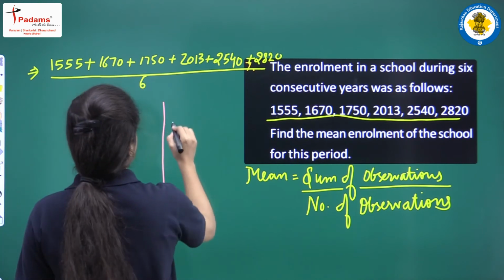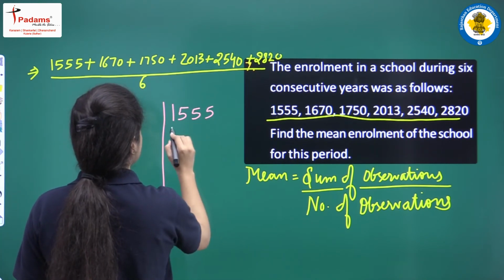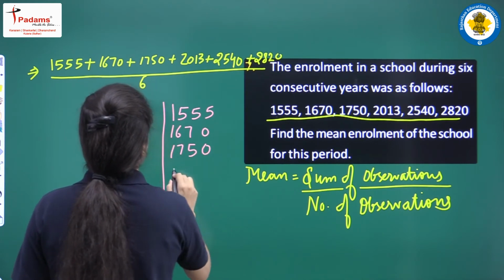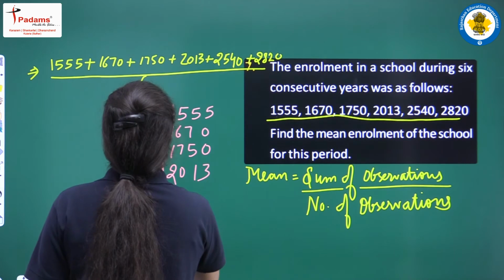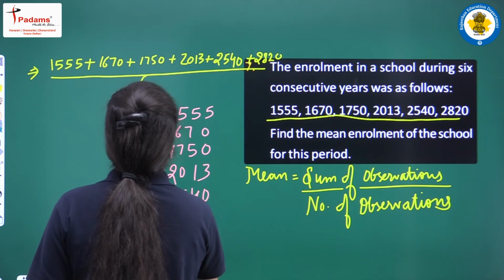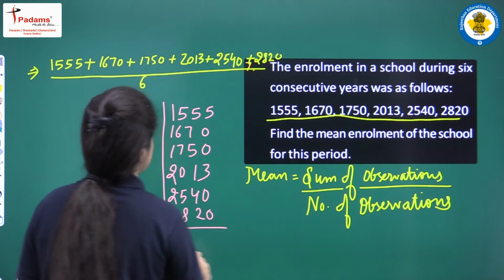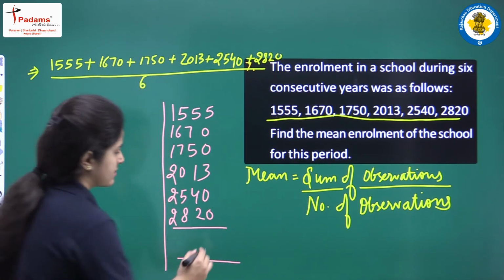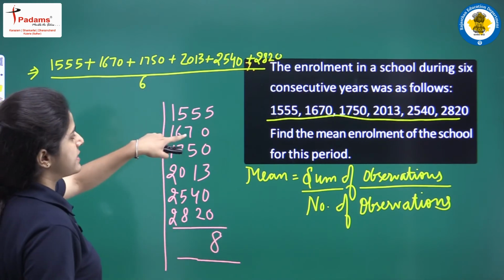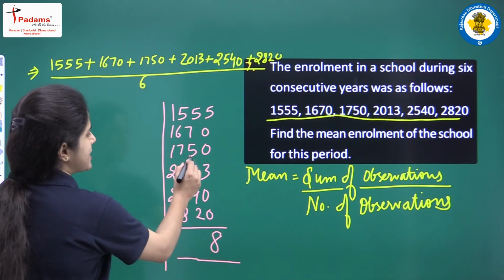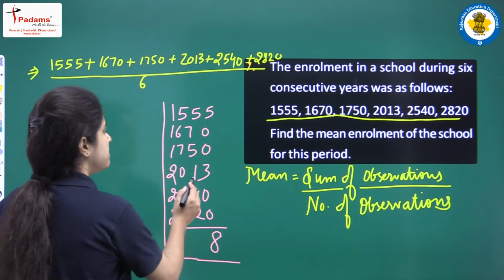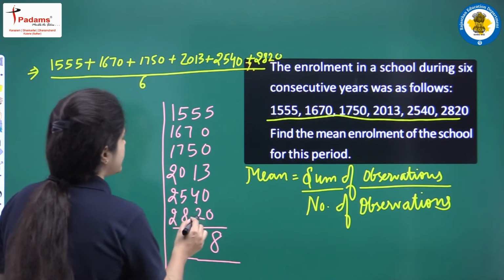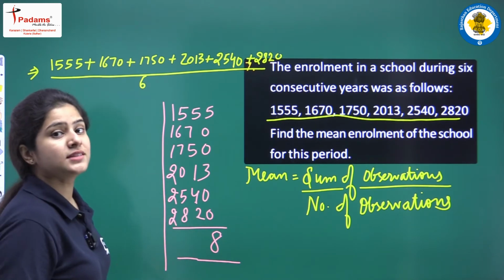Okay, 1555, 1670, 1750, 2013, 2540, 2820. Okay, students. 5 plus 3 is equal to 8. 5 plus 7 is equal to 12. 12 plus 5 is equal to 17. 17 plus 1 is equal to 18. 18 plus 4 is equal to 22. 22 plus 2 is equal to 24.